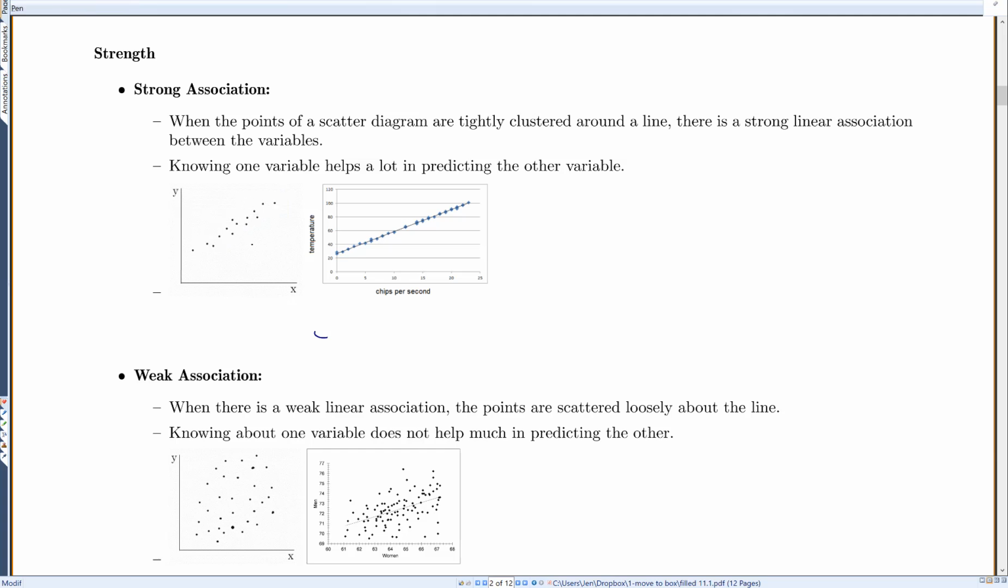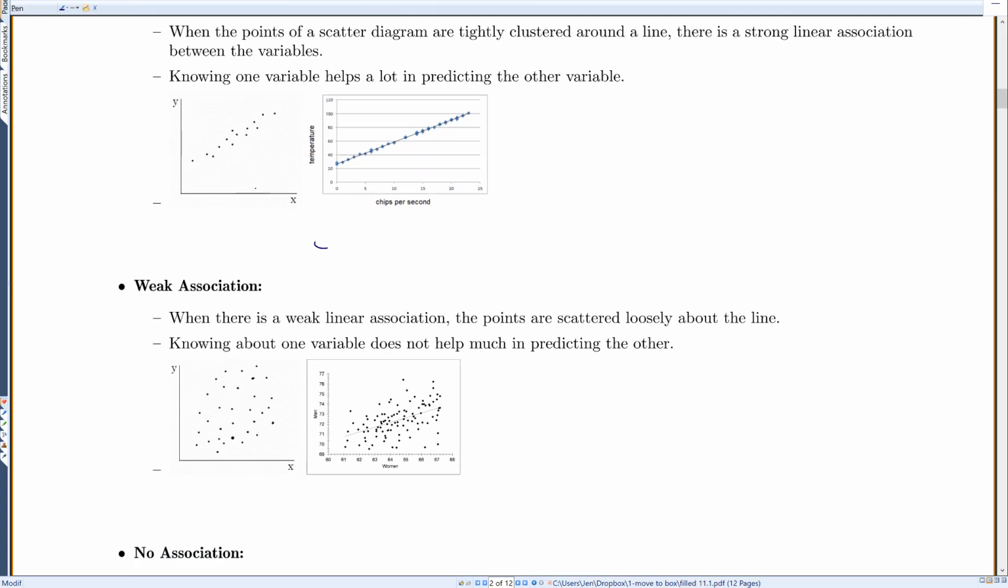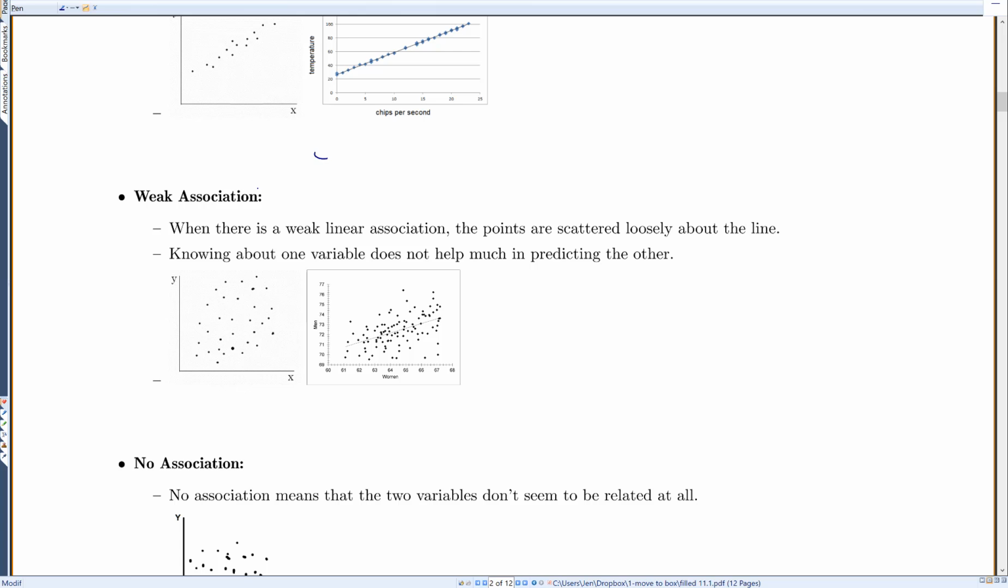So if this is my x value right here, then there's not a very big spread in the y values that go with that specific x value. I could probably make a pretty good prediction. For weak association, when there's a weak linear association, the points are scattered loosely about the line. So knowing about one variable doesn't help much in predicting the other variable.